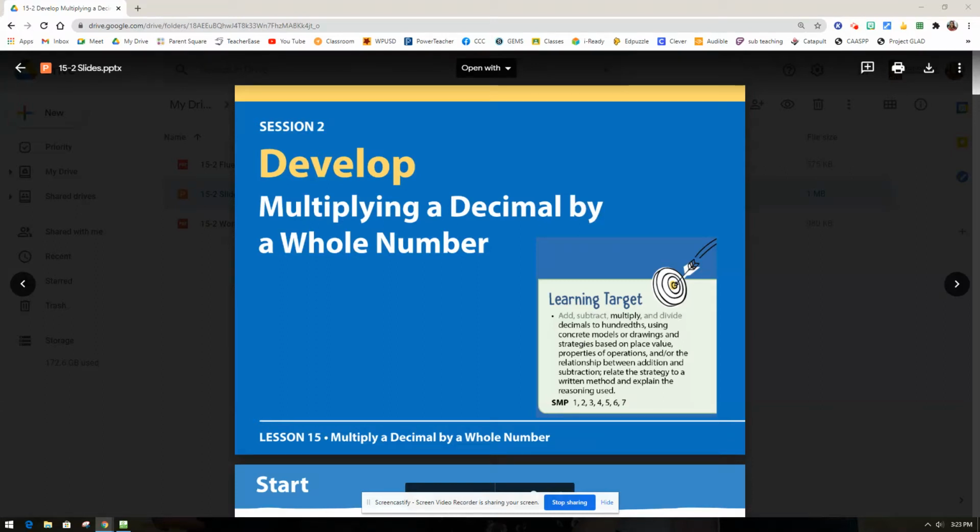We will be continuing our work multiplying a decimal by a whole number. We'll be developing new strategies, or new and old strategies, that we can use to multiply a decimal by a whole number. We'll be working in our Ready Classroom Math workbook on pages 313 through 318. If you're ready, you can go ahead and turn with me to page 313 in our Ready Classroom Math workbook.